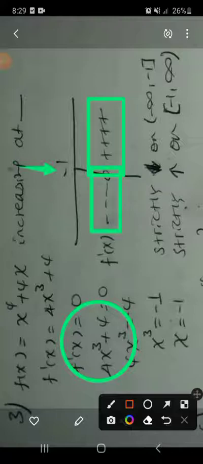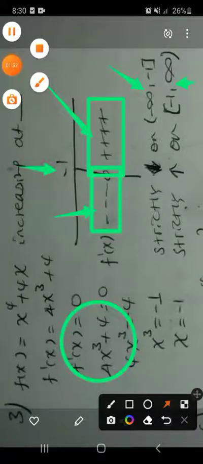So if the first derivative is positive, which is greater than 0, then the function or the curve will be strictly increasing, so that the function is strictly increasing from negative 1 up to positive infinity. If the first derivative is less than 0 or negative, then the function will be strictly decreasing, so that it is strictly decreasing between minus infinity and minus 1.